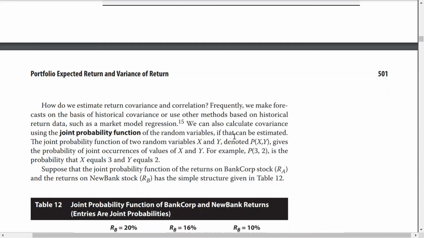If that can be estimated, the joint probability function of two random variables, X and Y, denoted as probability of X and Y, gives the probability of a joint occurrence of values X and Y, for example, probability of 3, probability of 2. If the probability of X equals 3 and Y equals 2, suppose that the joint probability function of the return of Bank Corp stock is RA, and the return of New Bank stock is RB, then the simple structure given in Table 12 will look something like this.